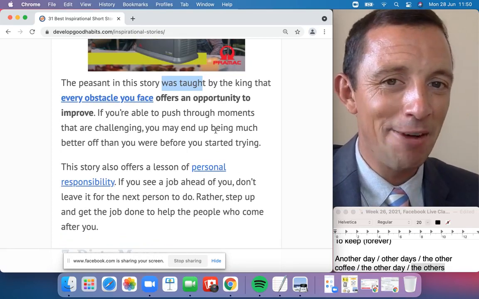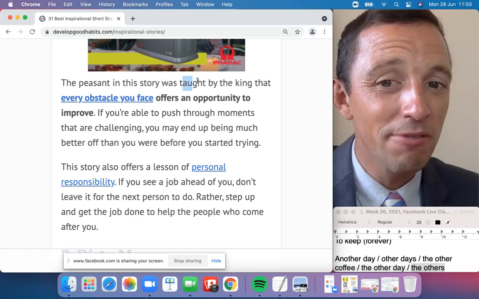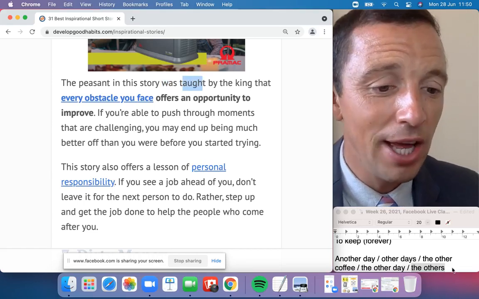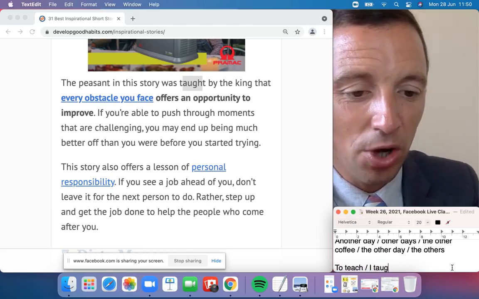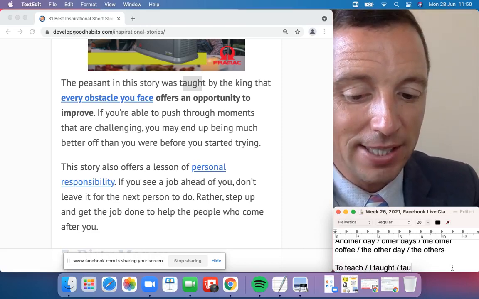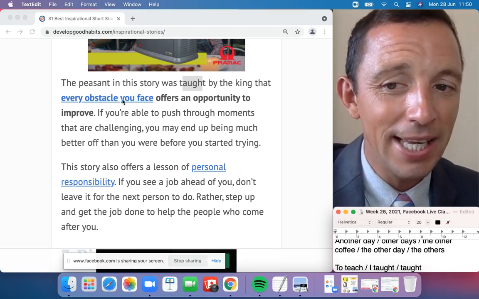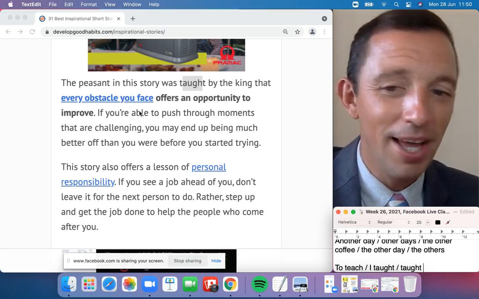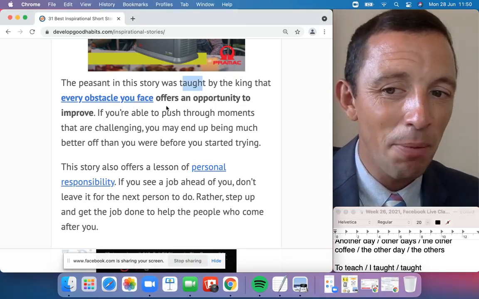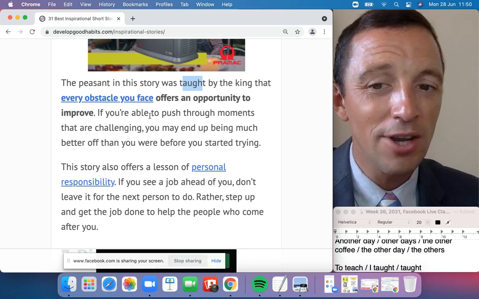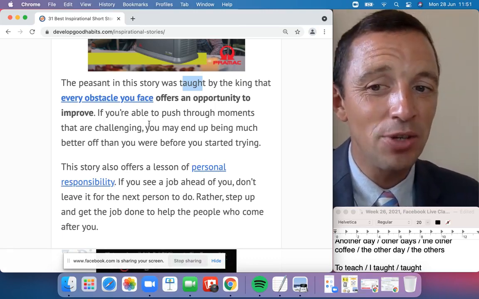but this is the example of the passive, because we have the verb to be plus the participle taught, and the verb is to teach, and the past is taught, and the participle is taught. So here it's the passive, by the king, that every obstacle you face is an opportunity to improve. Okay, so every obstacle is an opportunity for you to improve.